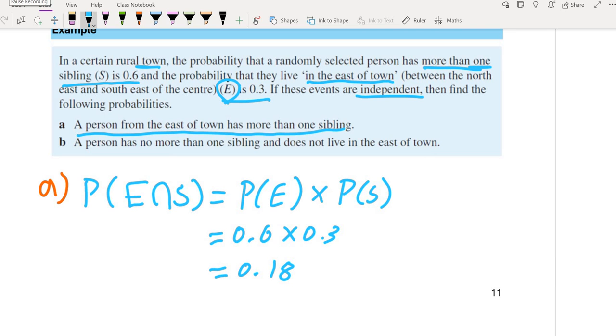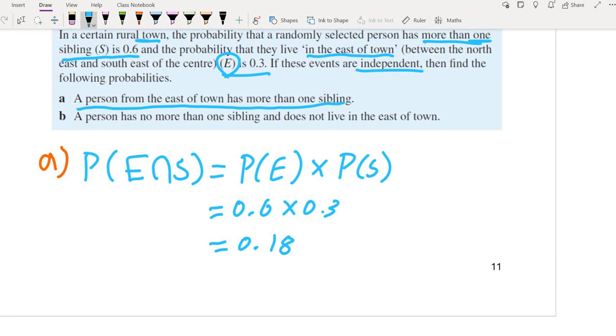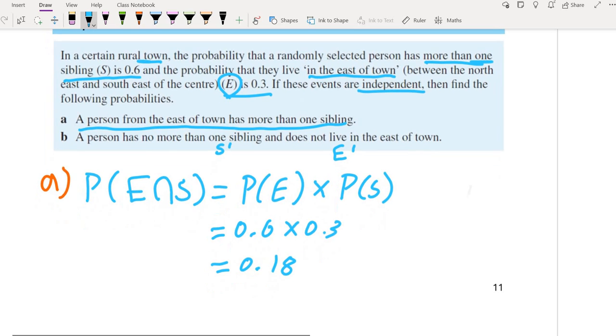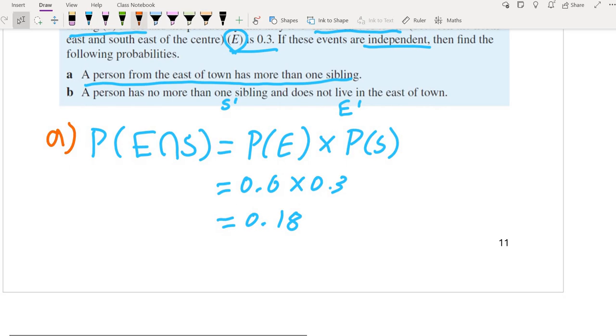The next question: a person has no more than one sibling. So that's the opposite of S. So this is S complement. And does not live in the East. So that's the opposite of E as well. So what we're looking for is the probability of someone that's not in S, intersection that's not in E.